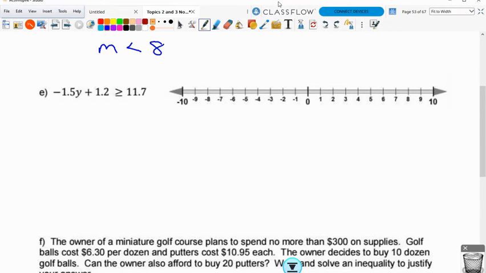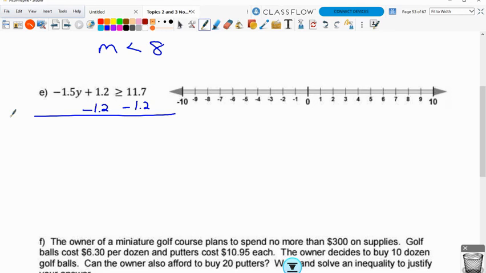In example E, we have negative 1 5/10 y plus 1 2/10 is greater than or equal to 11 7/10. So we're working strictly with decimals in this example. The variable term, negative 1.5 y, is on the left, but it has the constant 1 2/10 with it, which we want to remove. So we're going to start by subtracting 1 2/10 on both sides.